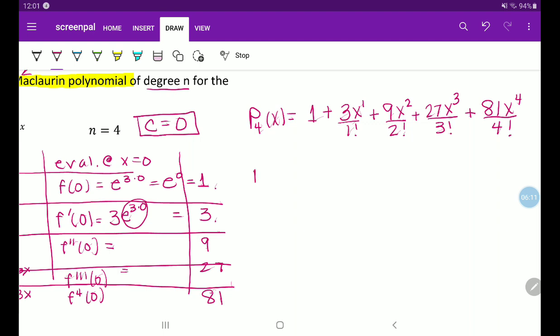We're going to clean it up a little bit because we can simplify those factorials. All right, so 9x squared, 2 factorial is just 1 times 2, which is a 2.